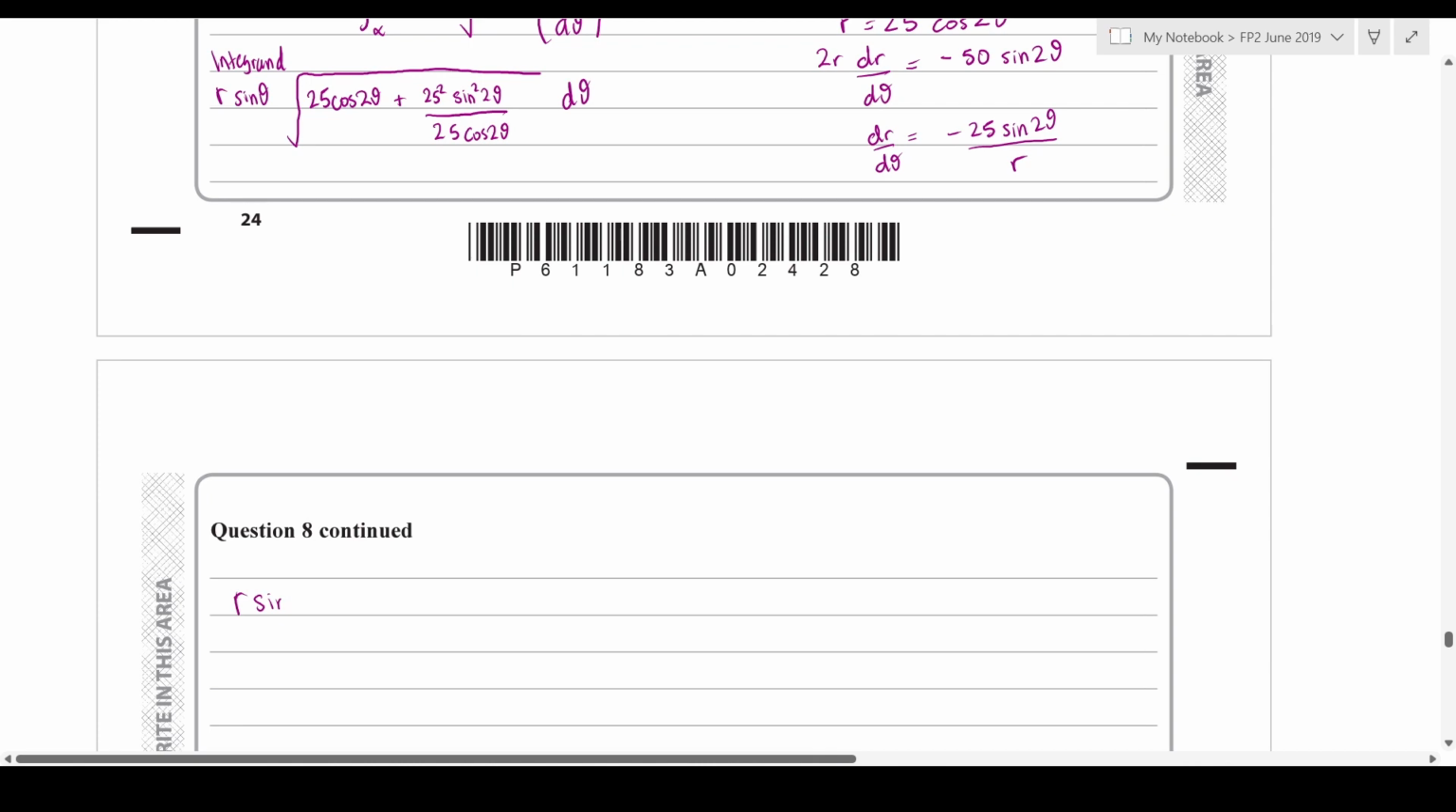So let's carry on with that. We've got r sine theta times the square root of 25 cos 2 theta plus 25 squared sine squared 2 theta all over cos 2 theta.